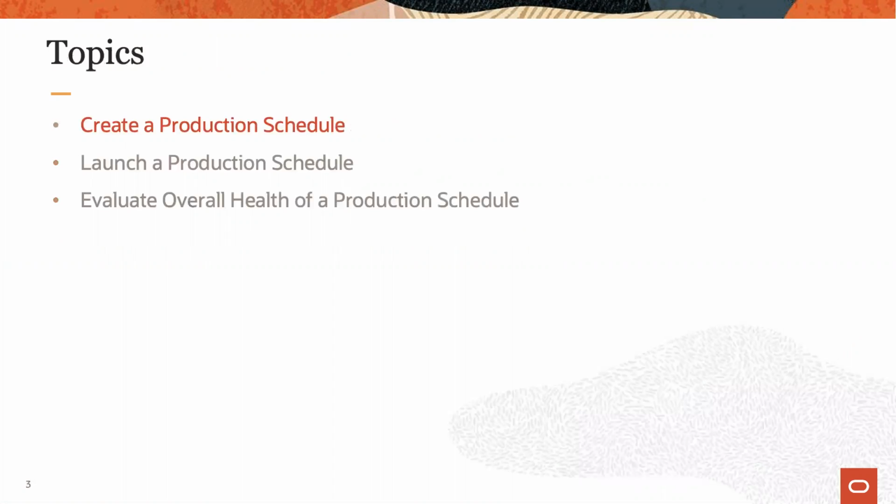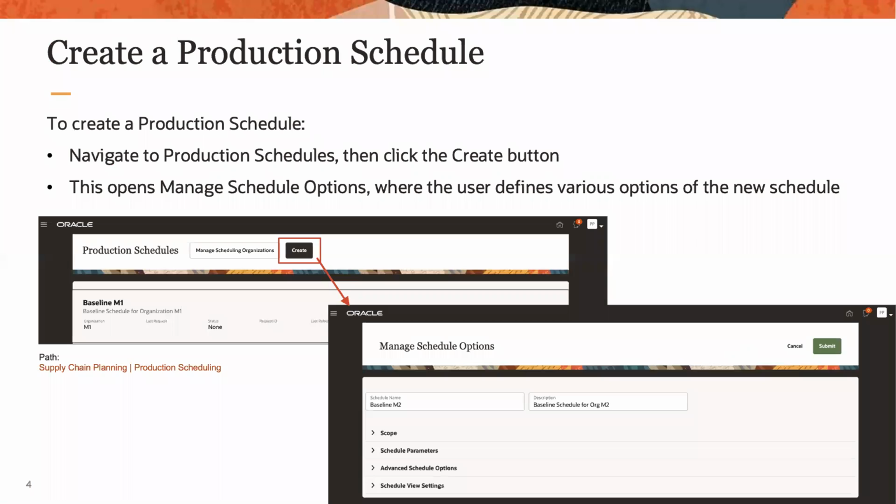Let's start with the first topic, creating a production schedule. After navigating to the production scheduling work area, simply click the Create Action button from the production schedules landing page. This opens the Manage Schedule options page where the schedule scope and various other schedule settings can be specified. The schedule options were already covered in more detail during lesson number 2, defining and managing a production schedule.